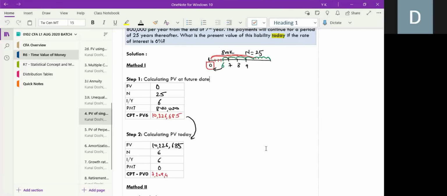7209409.33. Very good. So what are the 2 steps we did here? First, in the first step, we calculated the PV not today, but at a future date, which is year 6. Correct? And once we got the PV of all the annuities, we pulled that PV back to PV 0. So that PV of 6 now becomes my FV. So the FV that you see in the second step was nothing but my PV at 6, isn't it? Got it, everyone?